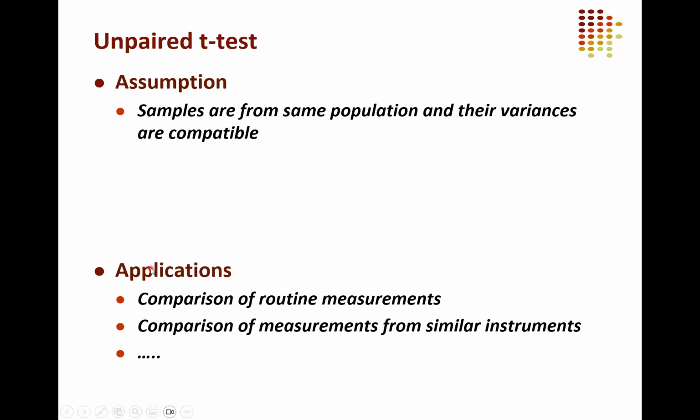Well, the unpaired t-test is applied while comparing the routine set of measurements, like the measurements taken after regular intervals, or to compare the measurements from similar instruments. So similar instruments are kind of calibrated by the application of the unpaired t-test. If the differences in the similar instruments are not very large, then we can infer that the instruments are working properly.